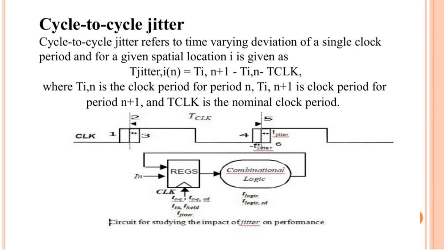Cycle-to-cycle jitter describes the variation in the duration between consecutive clock periods at a specific location. Essentially, it measures how much one clock cycle deviates from the next compared to the ideal nominal clock period. The formula captures this by subtracting the nominal clock period from the difference between two successive clock cycles, Tn+1 and Tn. Understanding this helps us identify timing inconsistencies that can affect the overall performance and reliability of a system.